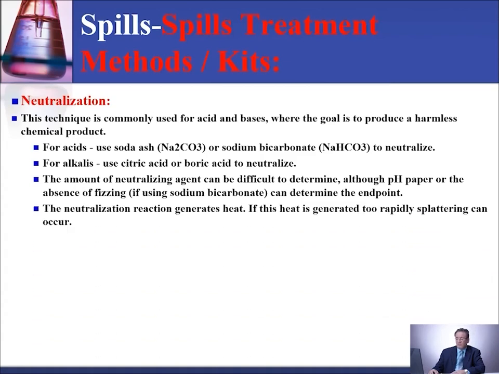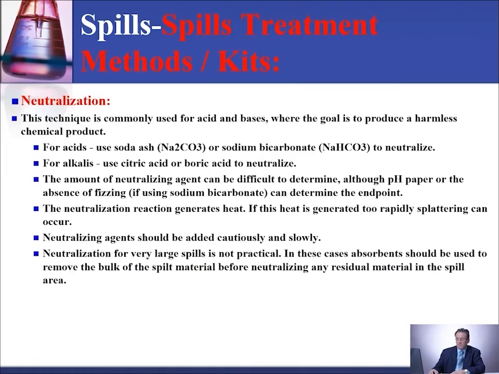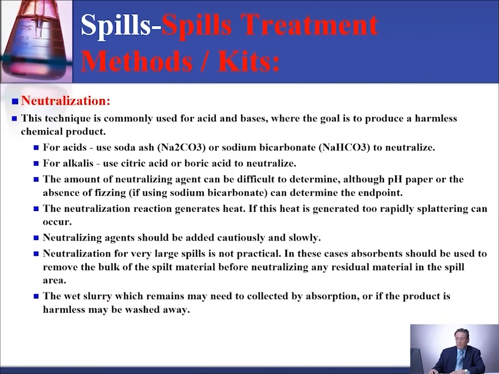The neutralization reaction generates heat. So if this heat is generated too rapidly, splattering can occur. Neutralizing agent should be added cautiously and slowly. Neutralization for a very large spill is not practical. In these cases, absorbent should be used to remove the bulk of the spilled material before neutralizing any residual material in the spill area. The wet slurry which remains may need to be collected by absorption, or if the product is harmless, may be washed away.